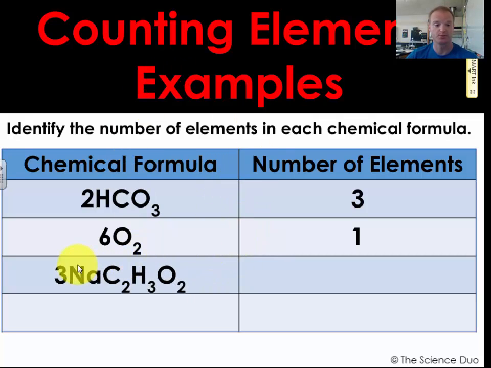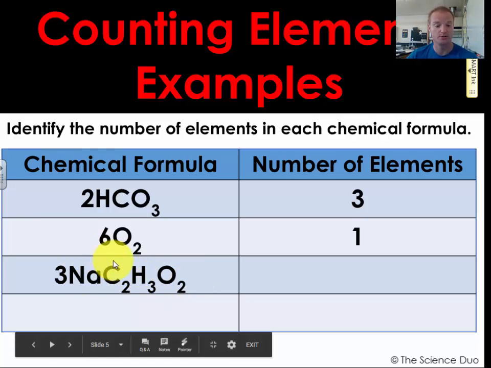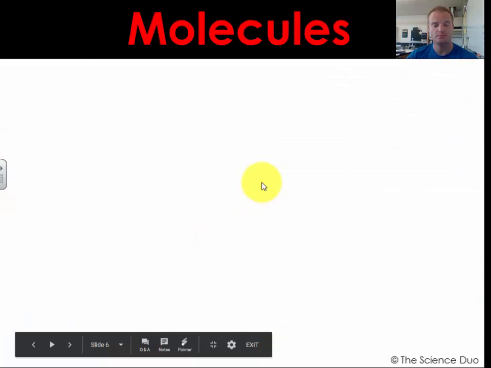Look at this one: NaCH, NHCO2. So I have 1, 2, 3, 4 capital letters. I have 4 types of elements there. Then 4CO2, C and O. So I have 2 for that one.